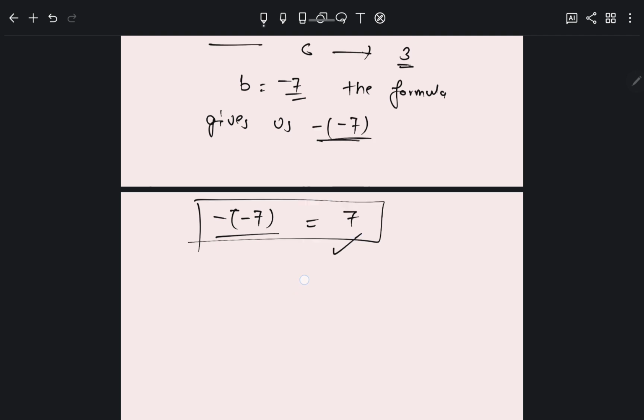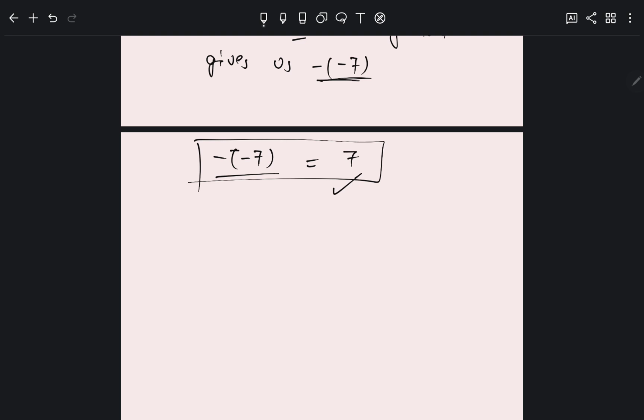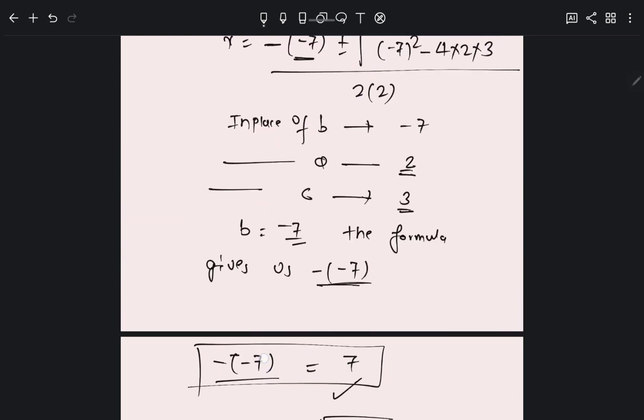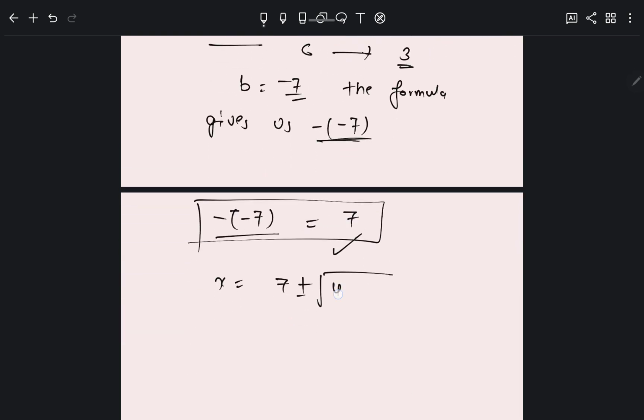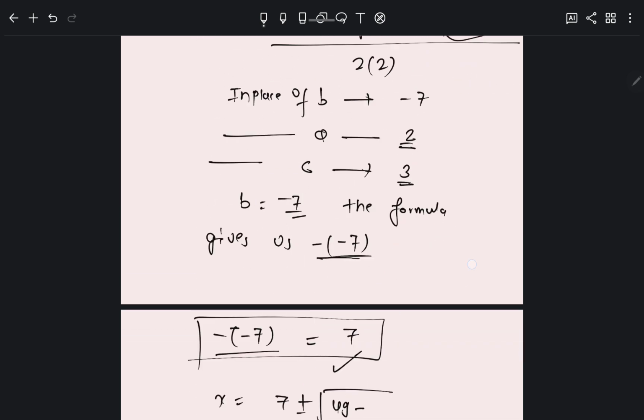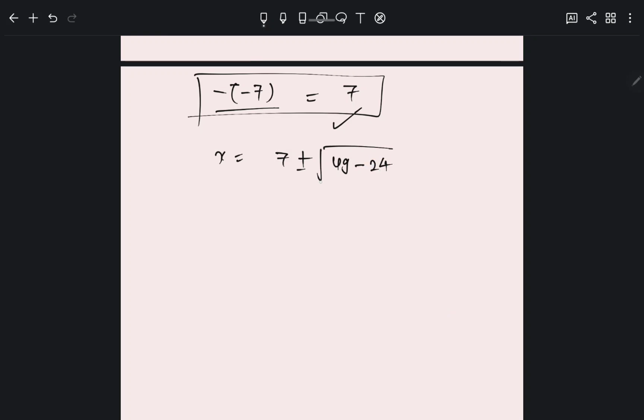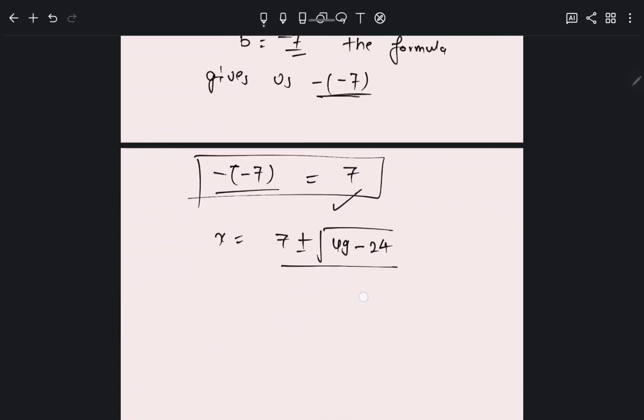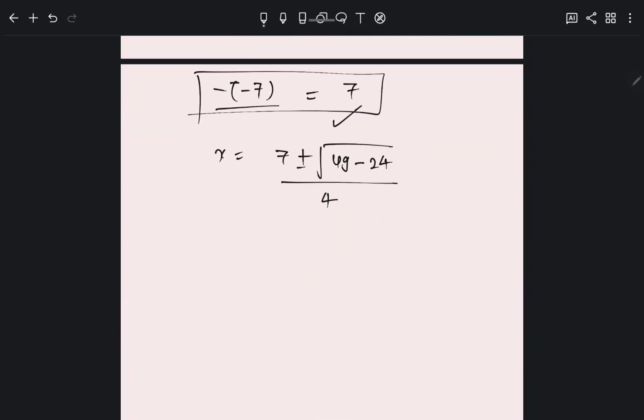Now let us simplify step by step. Never try to do everything at once, go slowly and carefully. So our equation becomes: what is the square of 7? We can write 49 minus, if you multiply 4 into 2 into 3, what will you get? You will get 24. After that, what we had written at the denominator part is 4. So let us see how we got this.